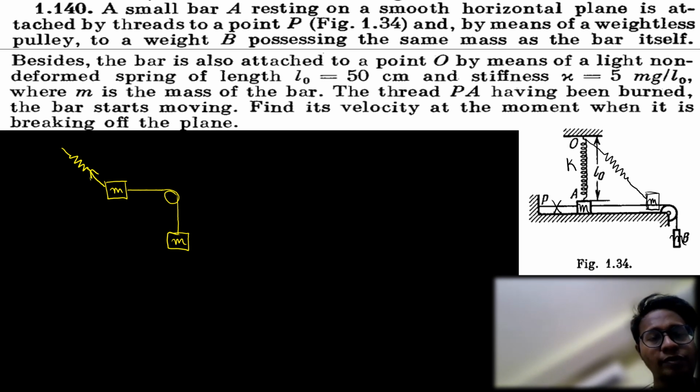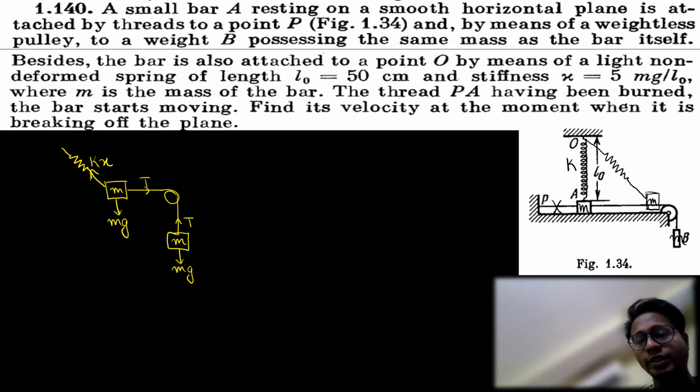And what is the value of spring force? K into x, where x is the elongation of the spring. Downward force, there is gravity acting downward. Tension force is acting in this direction.